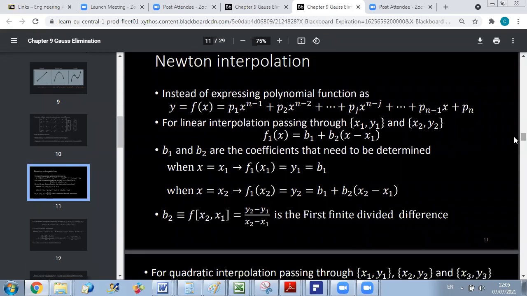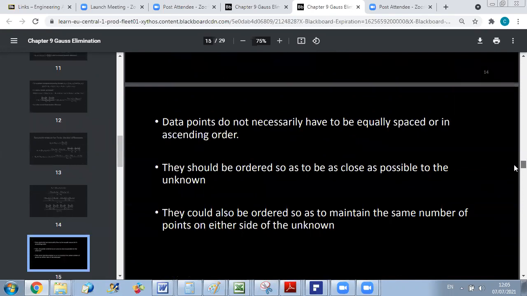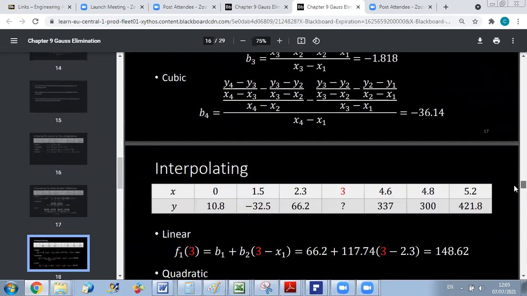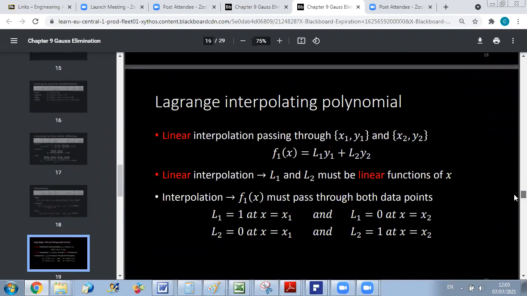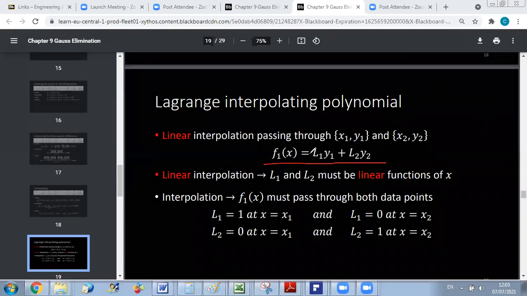And now we will introduce a new method, the Lagrange method, which is as efficient as Newton and will provide the same results as Newton. Okay? So what is the Lagrange interpolating polynomial technique? It consists of defining the interpolating function as a combination of y data, with coefficients of these y data that will be interpolating functions.